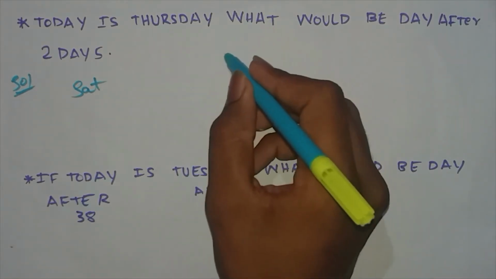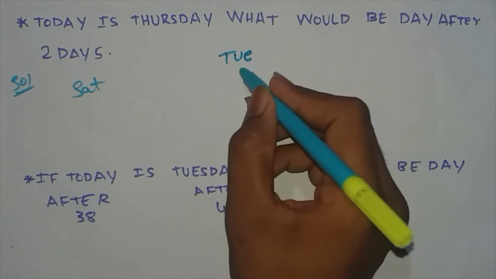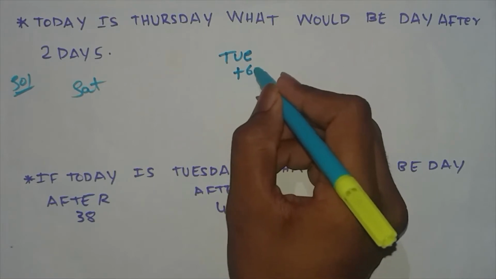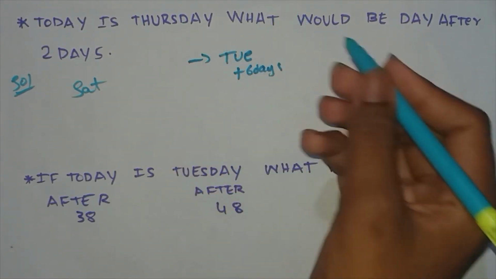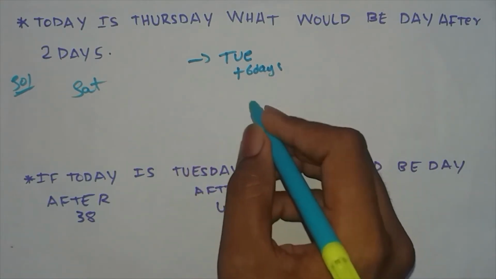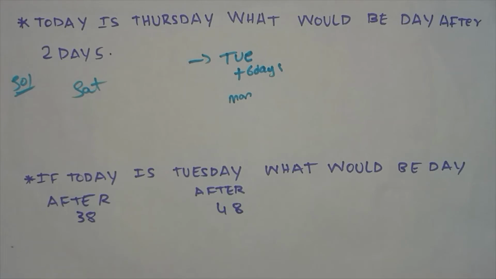When the given day is Tuesday, find the day after 6 days. After 6 days, what day would it be? It is Monday. You add directly: after Tuesday comes Wednesday, Thursday, Friday, Saturday, Sunday, Monday, like that.